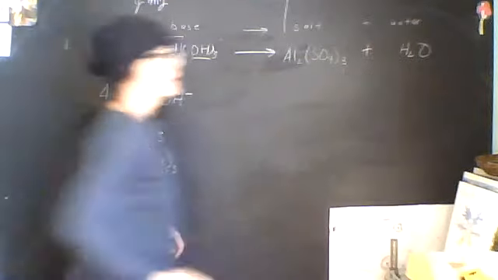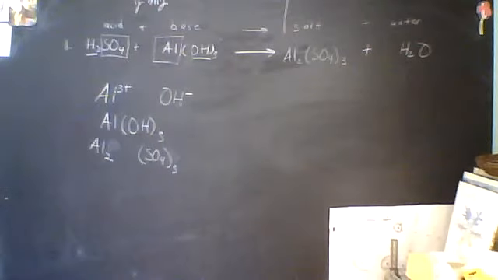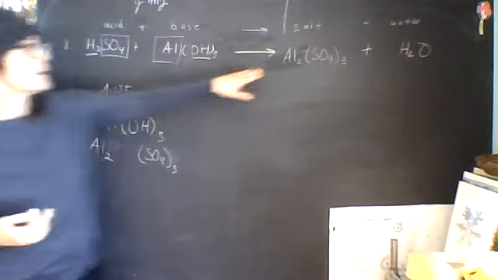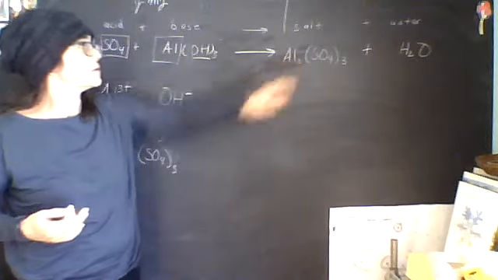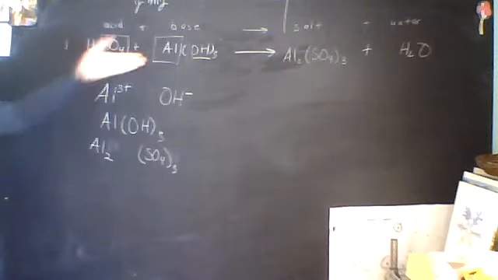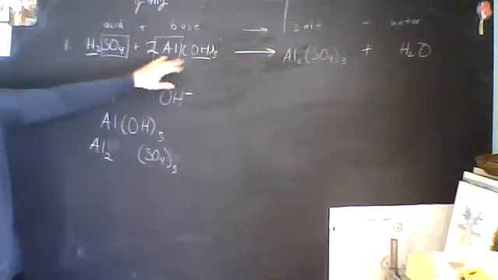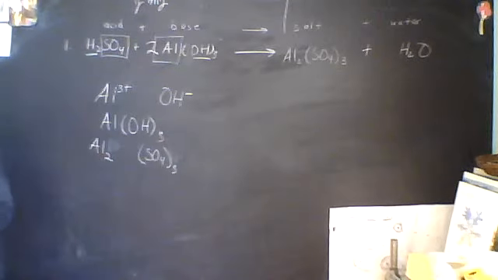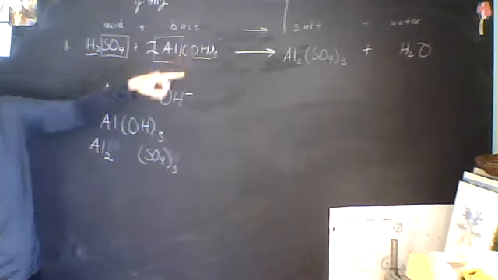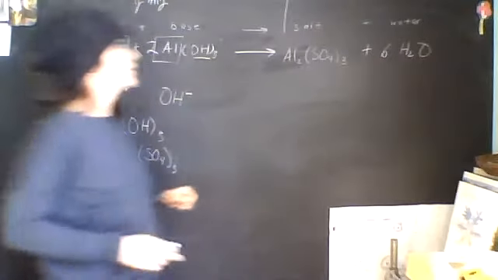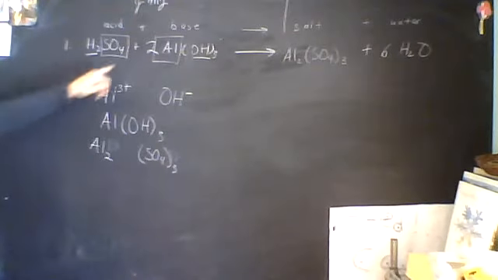Okay. This is nice, but it is not yet balanced, right? So now we need to balance it. How many Als do we need over here? 2. So let's give ourselves at least 2 over here. Now, how many OHs do we have? 6. So that's going to be at least 6 oxygens. Let's give ourselves 6 waters over here. Make sure that we cover all our oxygens.